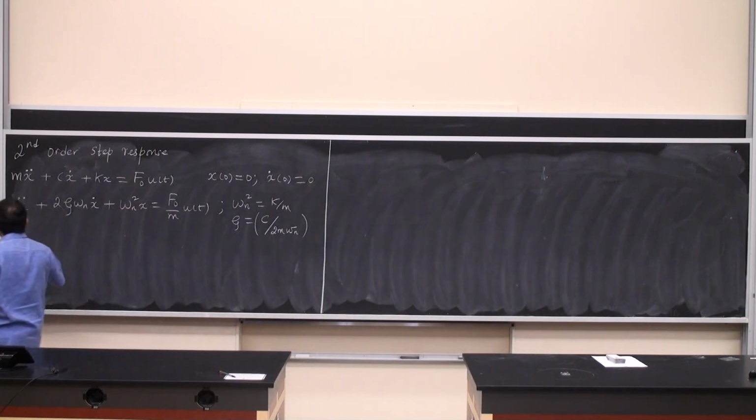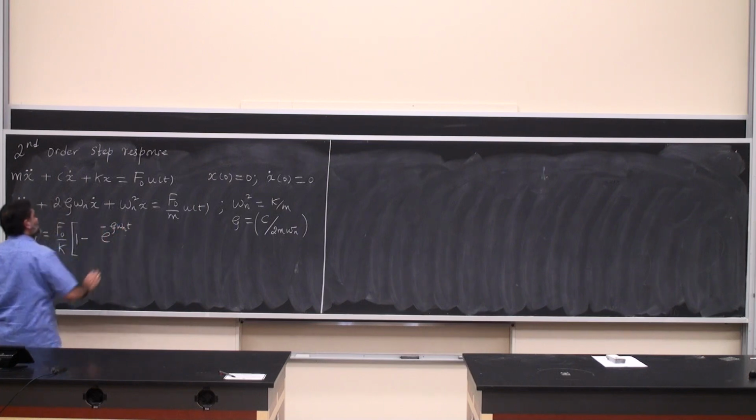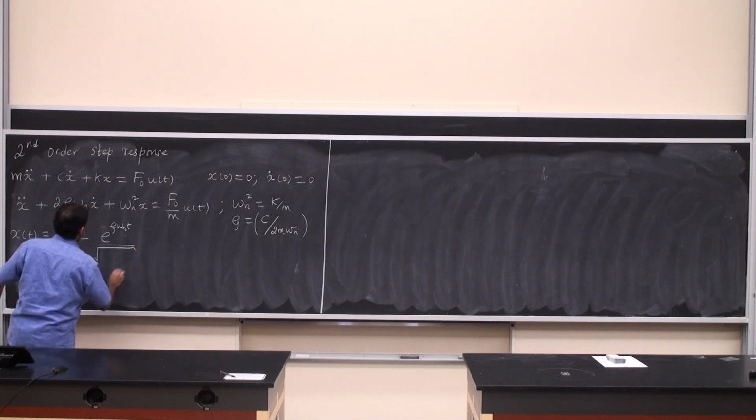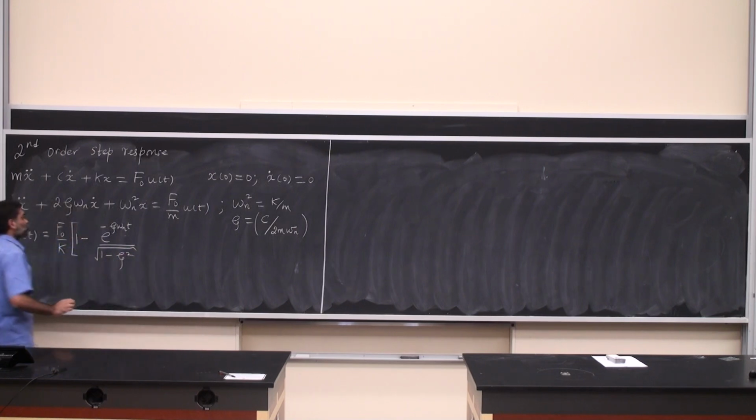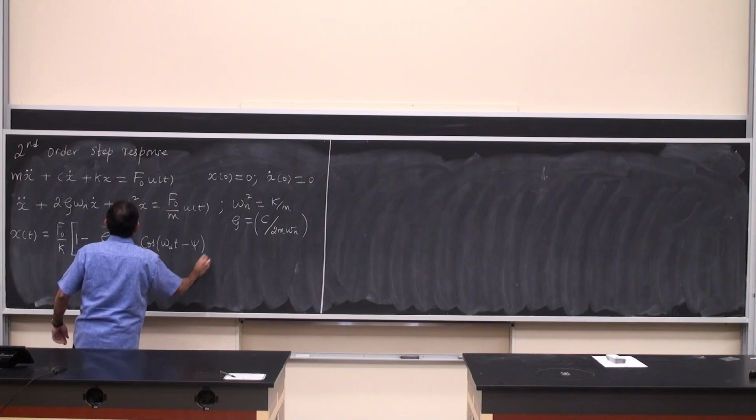X of t ended up being F naught by k, 1, which is U of t, but I'll just say it is 1 because we're looking at response for t greater than or equal to 0. So this is 1 minus e to the power minus zeta omega n t divided by square root 1 minus zeta square times cosine omega d t minus psi.